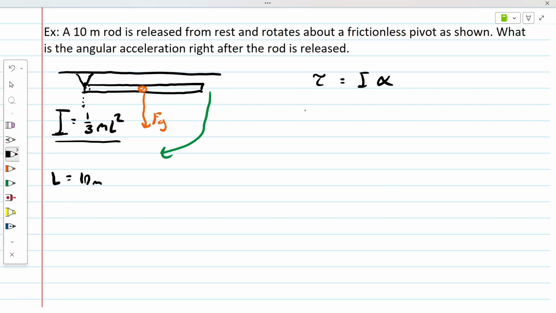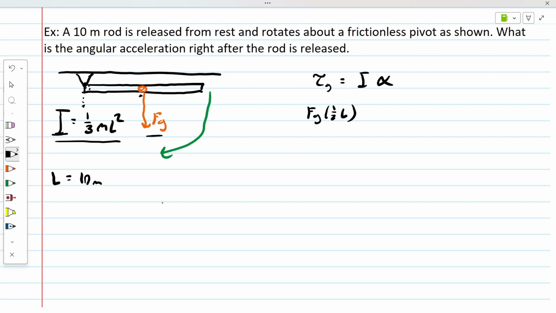The force due to gravity is what's causing the torque. So this is a gravitational torque, because no other forces are applied to this rod when it's released, times the radius. What is the radius going to be? It's applied right in the middle because we're assuming this is a uniform beam or rod. So the radius is just going to be 1/2 the length.